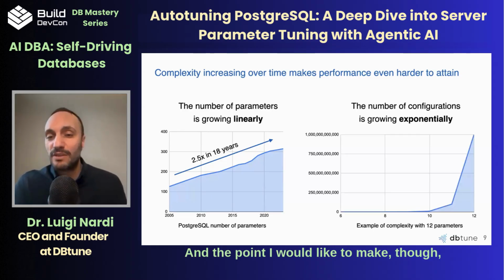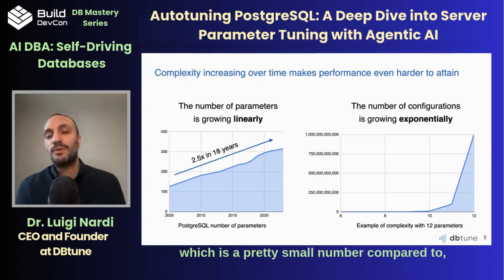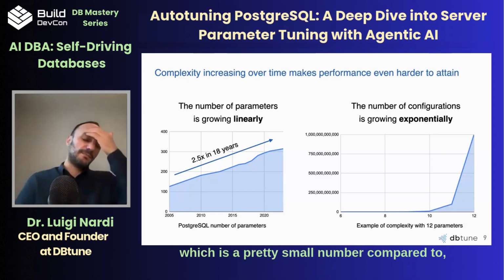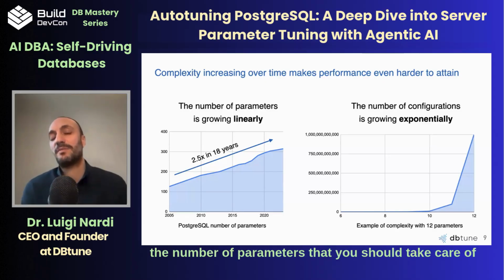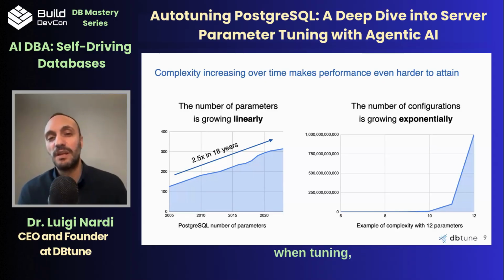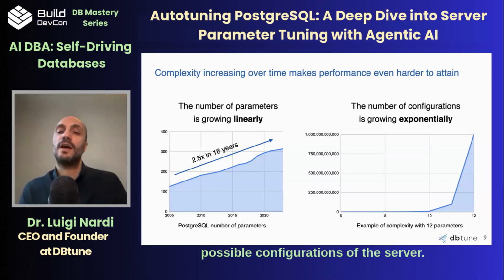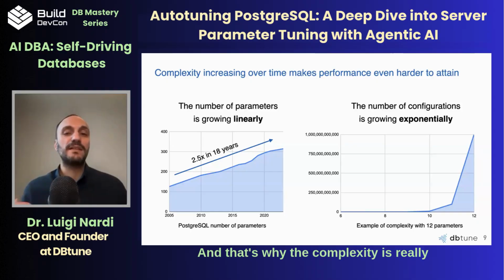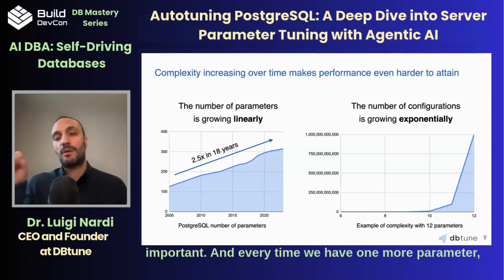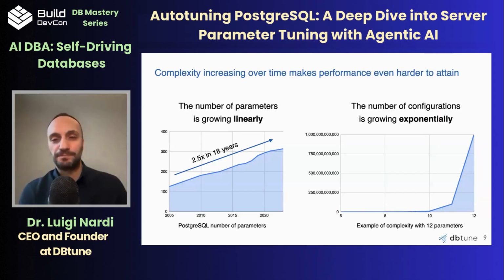And the point I would like to make, though, is that even if you look at just 12 parameters, which is a pretty small number compared to the overall parameter numbers, that the number of parameters that you should take care of when tuning, you really get to kind of a trillion possible configurations of the server. And that's a very high number. It's very tedious to explore that number if you're doing this manually, of course. And that's why the complexity is really important. And every time we have one more parameter, this complexity increases exponentially, as you can see in the shape of the curve.